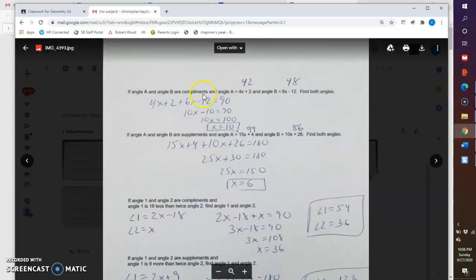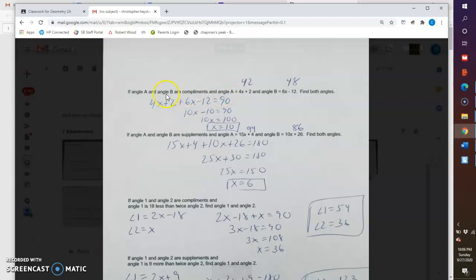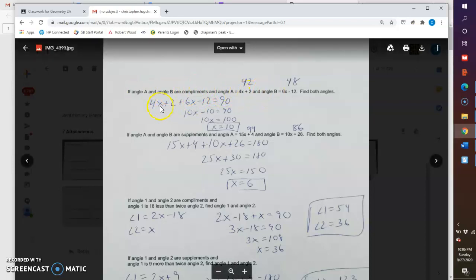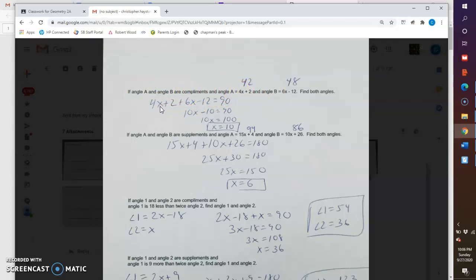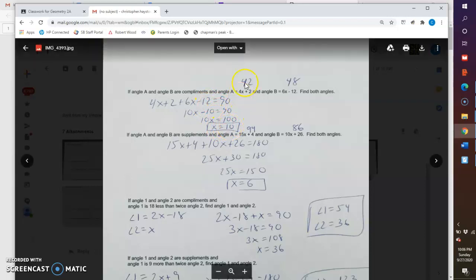If you have complementary angles, they're adding up and being set equal to 90. Remember, complements and supplements are not equal. Complements add up to 90, supplements add up to 180. So here we have complements, 4x plus 2 plus 6x minus 12, and the algebra gets us to x equals 10. You put it back in, they should not be equal. They should add up to 90. 42 and 48 is what we get.